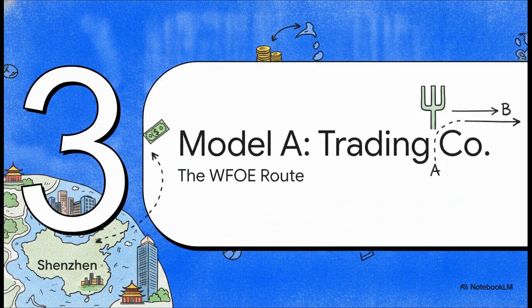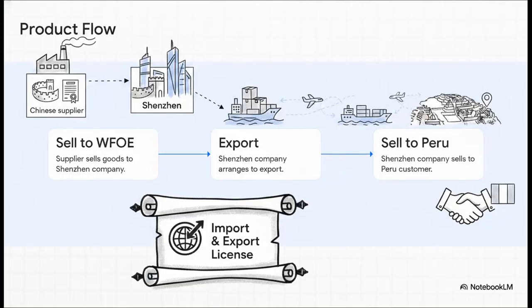All right, let's explore our first option in part three. Model A, the trading company, or WFOE route. Let's trace the actual product flow here. First, the Chinese supplier sells the goods directly to the client's Shenzhen WFOE. That's a wholly foreign-owned enterprise. Now, because that Shenzhen entity legally owns the goods, it has to arrange the export process itself, and it signs the final sales contract directly with the customer in Peru. To actually pull this off, EZIPD makes it clear that the Shenzhen company must hold an official import and export license.